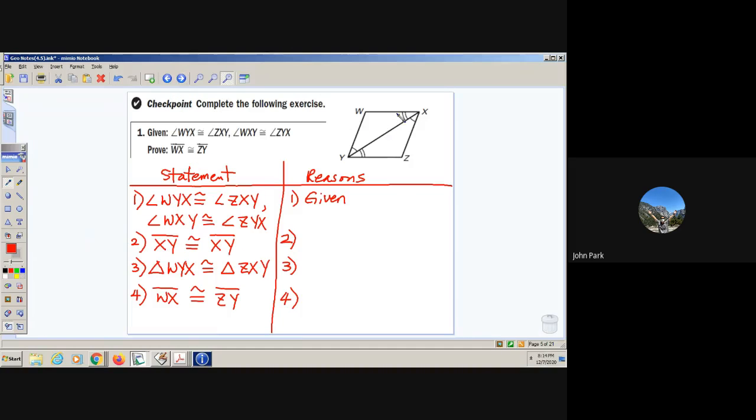So then here we have another example with overlapping pictures. If we're trying to do the two-column proof here, we start with the given information. I just copied all the given information and it's already marked here, right? And then I know that this overlapping part in the middle is congruent to itself. And so I could just say that the segment XY is congruent to segment XY, which is the reflexive property of congruence, right?